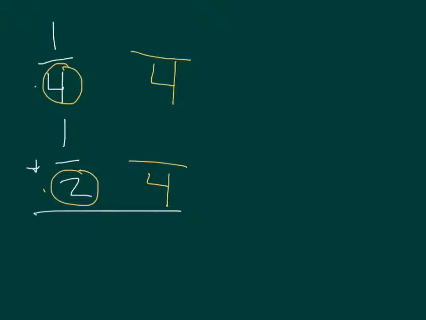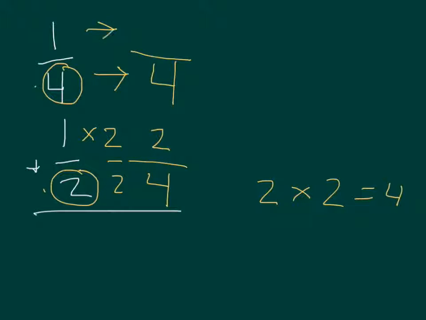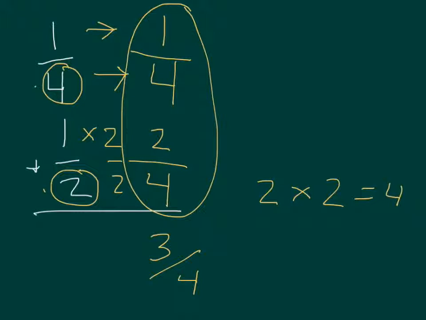and I'll ask myself, how do I get from 2 to 4 by multiplying? I know that 2 times 2 equals 4. And whatever you do to the bottom, you do to the top. 2 times 2 equals 4, so I do the same thing to the top. 1 times 2 equals 2. 1/2 now became 2/4. Since I'm keeping the same denominator, my numerator also stays the same. So I have my new problem. 1/4 plus 2/4 equals 3/4. It's quite simple after you have figured out the common denominators.